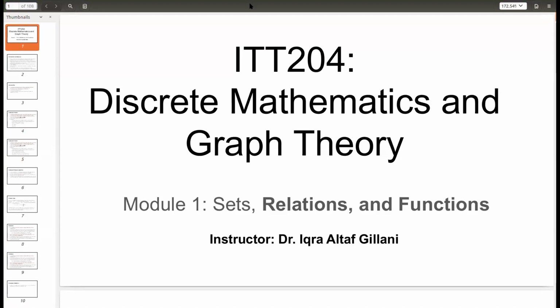So let us start with a recap. Yesterday we started our discussion with something called an equivalence class. For defining an equivalence class, you need to have an equivalence relation. You need to have a relation R, which is an equivalence relation defined on some set A. Once you know that the relation is equivalence, then you can define equivalence classes.